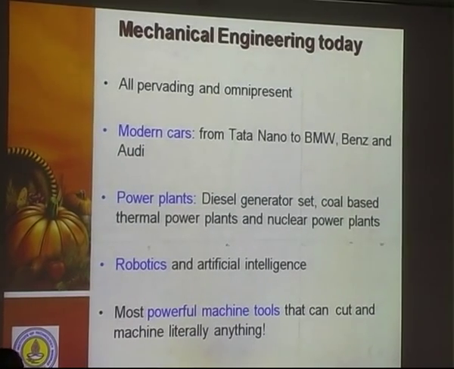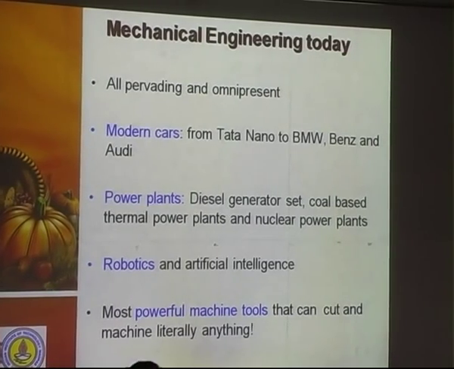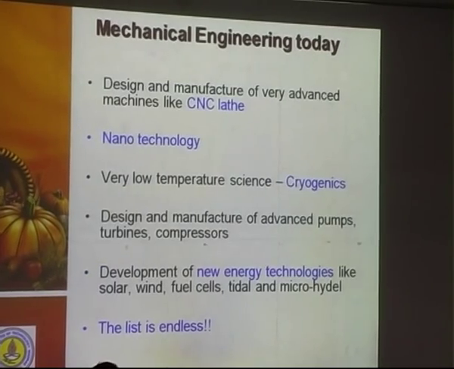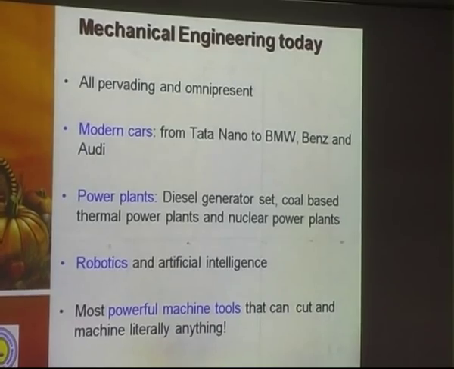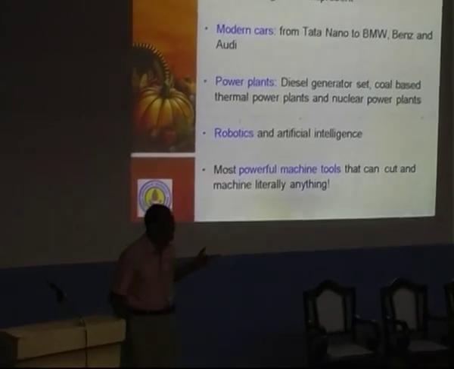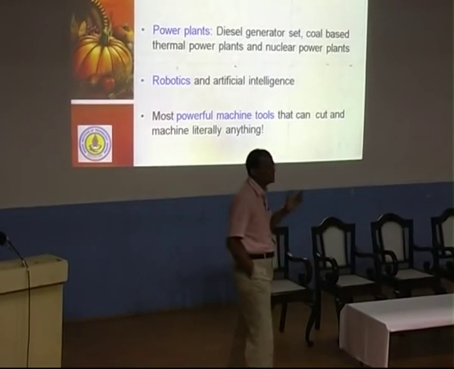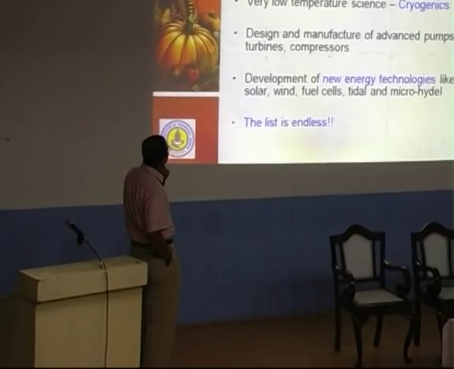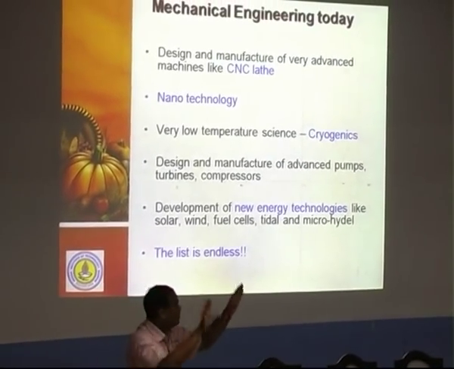Power plants, your diesel generator set, coal-based thermal power plants, nuclear power plants, combined cycle power plants, robotics, artificial intelligence. Some of you will see the robotics lab today. The most powerful machine tools that can cut and machine literally anything. Design and manufacture of very advanced machines like the computer numerical control lathe, where everything is computerized.